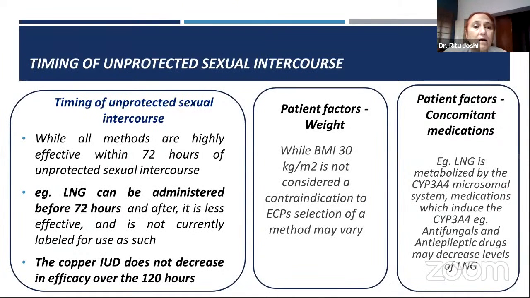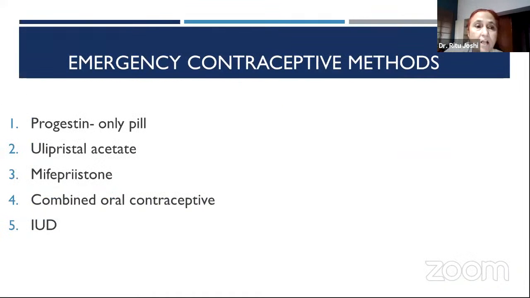Regarding the timing of the unprotected intercourse, all the methods are highly effective when used within 72 hours. Like the LNG, it can be administered before 72 hours, and after that it is less effective. And it is currently not labeled as an over the counter drug. The copper IUCD does not decrease in efficacy over 120 hours. If the BMI of the woman is more than 30 kg per meter square, it is not considered a contraindication, but we must realize that it may not be that effective, and we must give her another protective measure. So these are the methods available to us, and we must make full use of them.